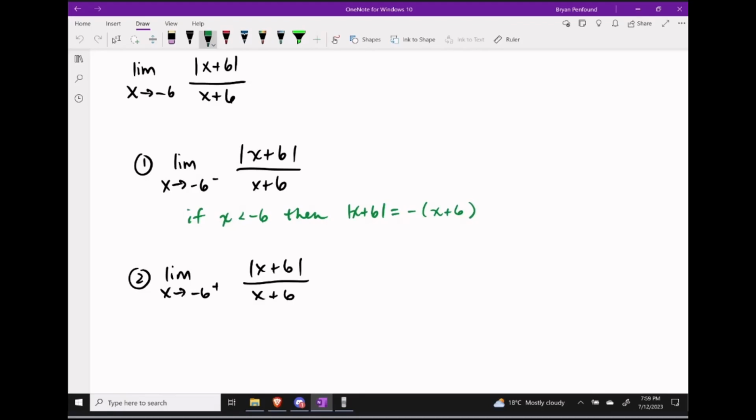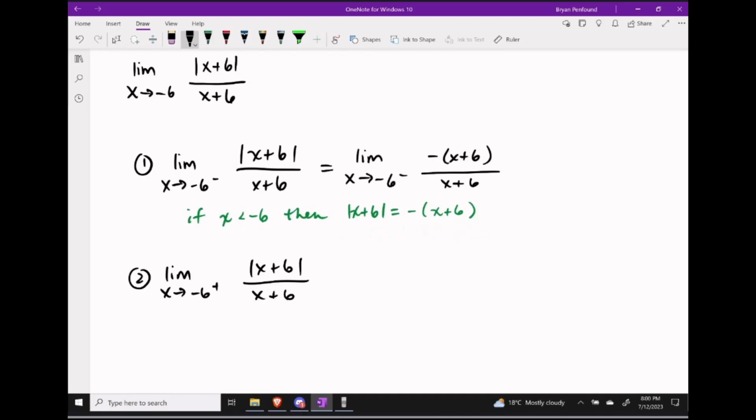If we're looking at values that are a little bit less than -6, this means that our x values must actually be less than -6. And if that's the case, it's true that the absolute value of x plus 6 should be equal to x plus 6 but multiplied by -1. You should be able to verify that this is true by taking values of x that are a little bit less than -6, such as -6.1, substituting them into the equality that we have here, and verifying that it's truthful.